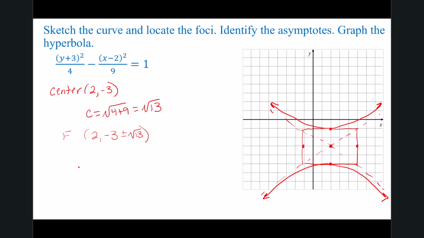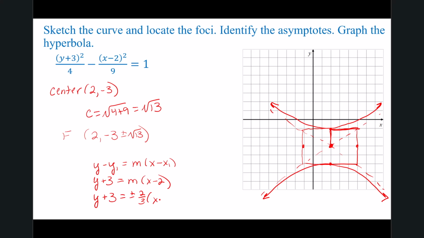Now for the asymptotes. Remember the equation for a line, y minus y1 equals the slope times x minus x1. This is the point-slope formula of a line. For x1 and y1, I'm going to use the center because both asymptotes go through the center of that hyperbola. So the center is (2, negative 3), so y minus the negative 3 equals the slope times x minus 2. To find the slope, I'm just going to go from the center of the hyperbola to the corner. So I went up 2 and right 3, so the slope is 2/3, and for the other one, I went up 2, left 3, so the slope is negative 2/3.